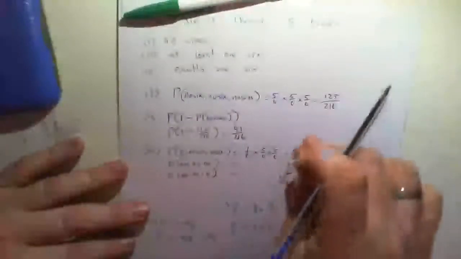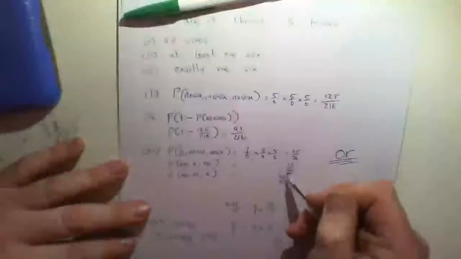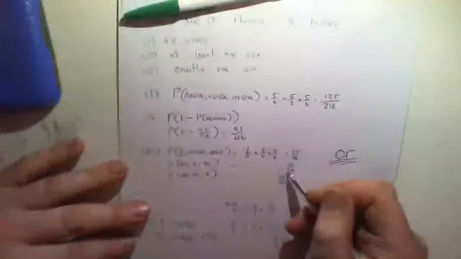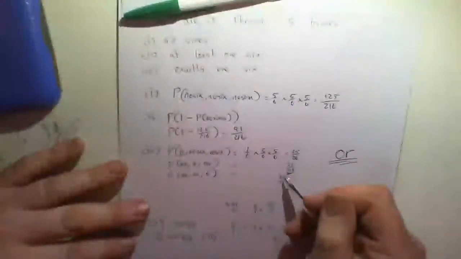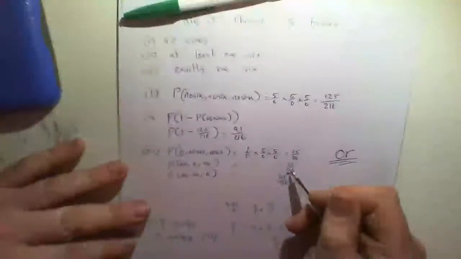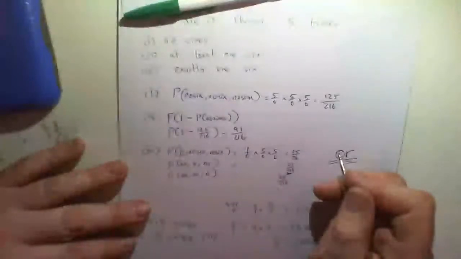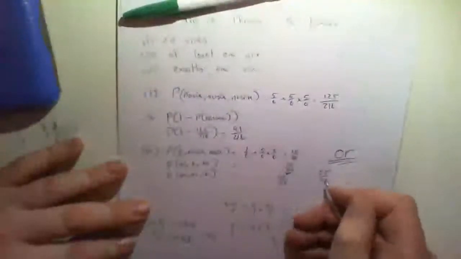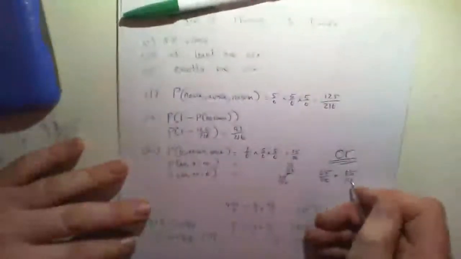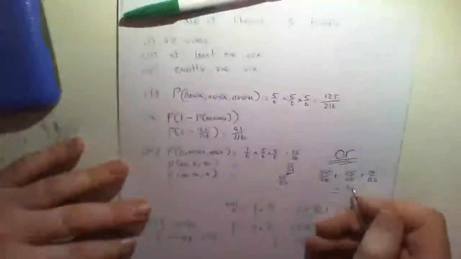What the hell is that? 75 over 216. Will that divide by 3? 3 into 75 goes 25. 3 into 216 goes 72. So when I add them, 25 over 216, or this combination, or this combination, is actually 25 over 72 when you cancel it down. So that's the chance of it happening, which is really cool. Okay, so that's another example of it. Okay, hope that helps.